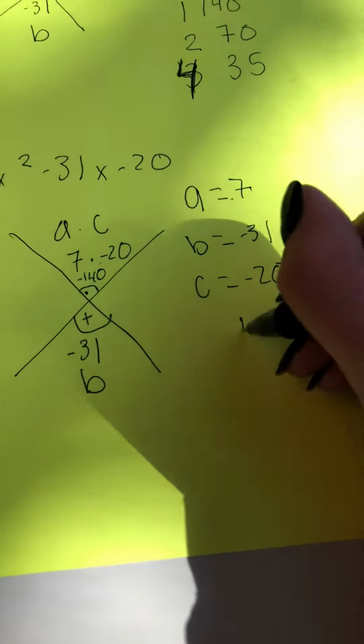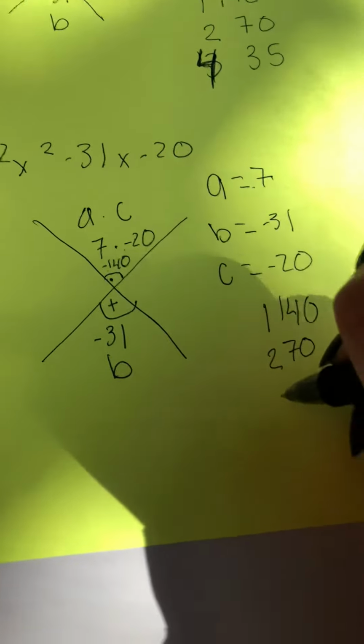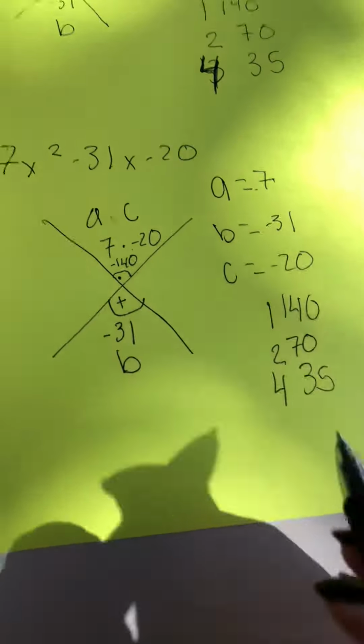Start looking at my factors of 140: 1 and 140, 2 and 70, 3 doesn't go in evenly, 4 and 35. That we can use to find negative 31. Negative 35 and positive 4.